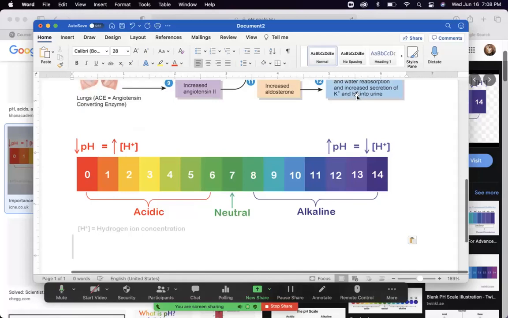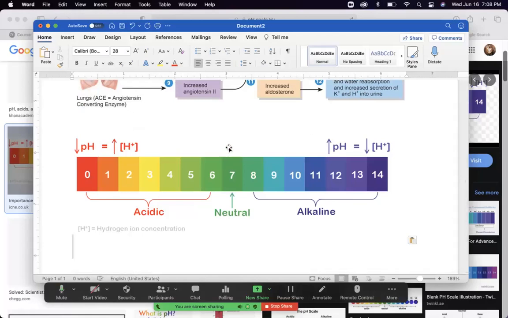So I'm throwing potassium and hydrogen ion into urine. So let's say I'm neutral, right? And now I'm throwing a whole bunch of hydrogen ions. I don't have a lot of hydrogen ions. So if I move over here, that's increase. So I'm going to move away. So what's going to happen to my blood? It's going to get alkalized. But if I don't have any aldosterone, what's going to happen? I'm going to retain hydrogen ion. And then what's going to happen? I'm going to get acidic.